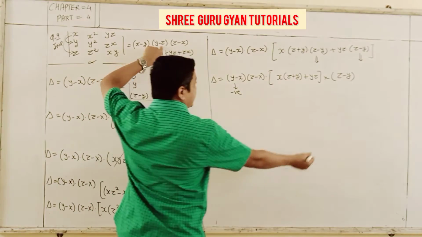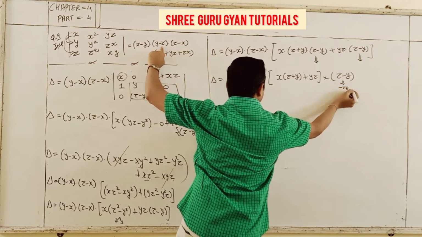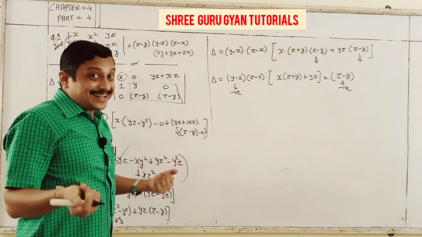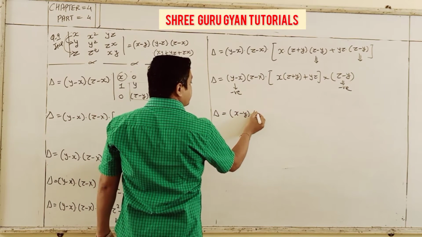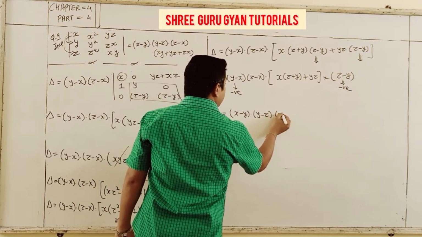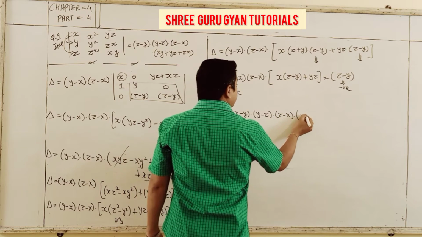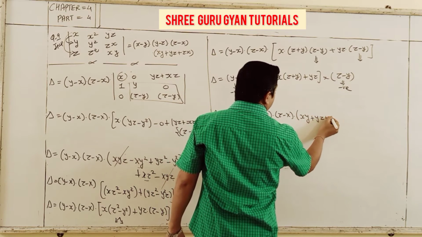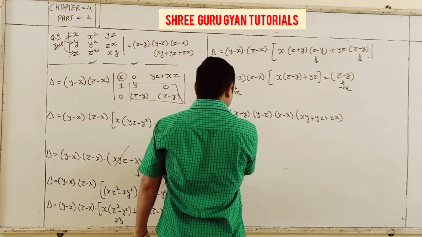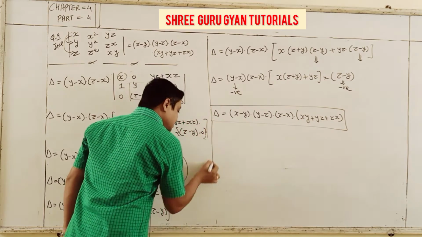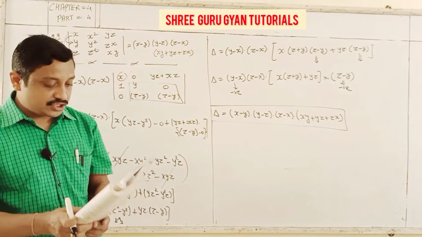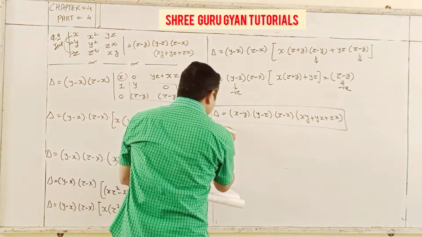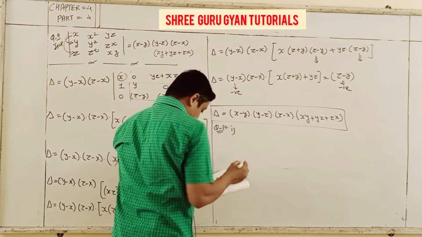Second, y minus z, here common taking, but 2 minus common, it will get answer. So x minus y, y minus z, z minus x, xy plus yz plus zx. That's your students final answers. Now I move towards our question number 10. 10 has very short questions.